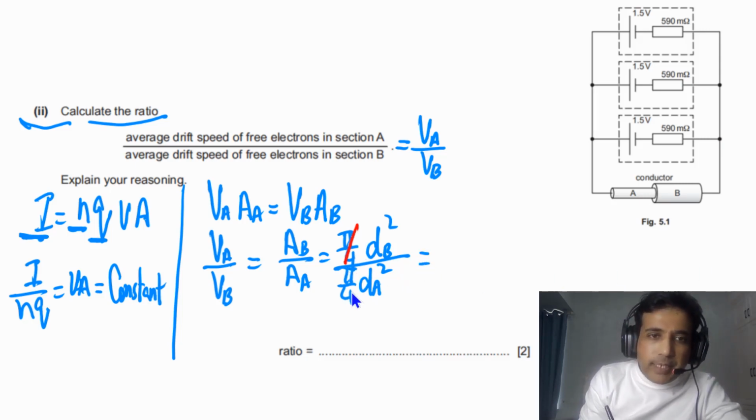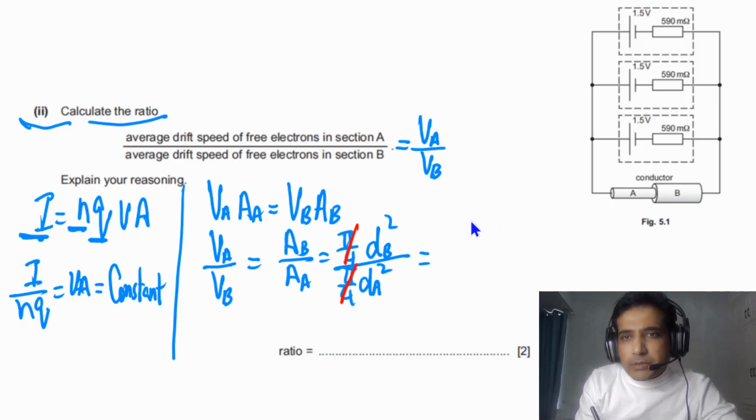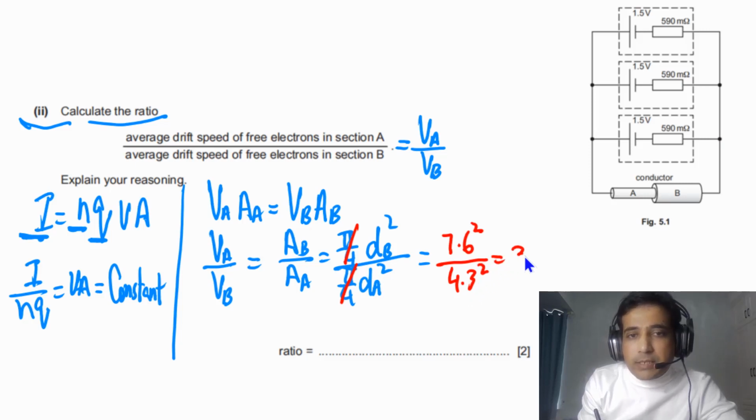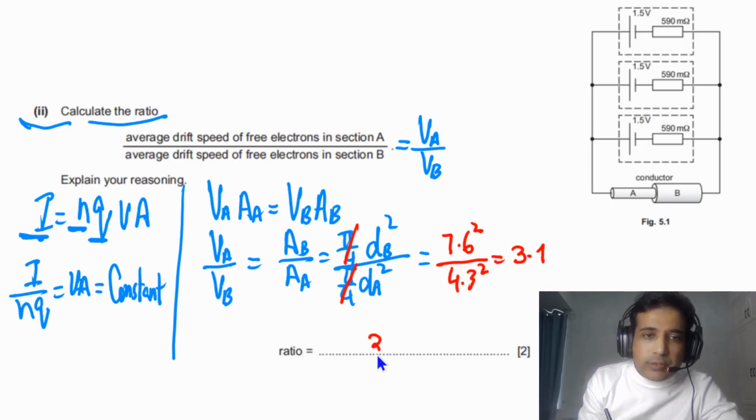So this one will be cancelled. Because dB is given to us in millimeters, and dA is also in millimeters, we can take the square of this. We don't need to convert into meters because that will be cancelled. So simply you need to divide this by 4.3 squared and you will get the same answer as you got in part 1. So the answer for this one is also 3.1.